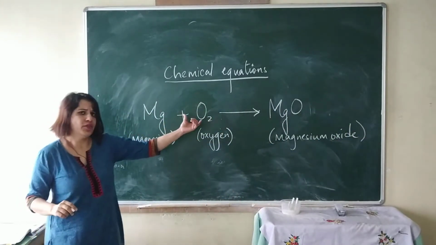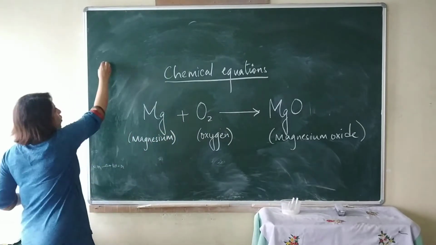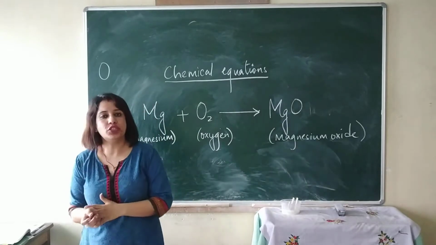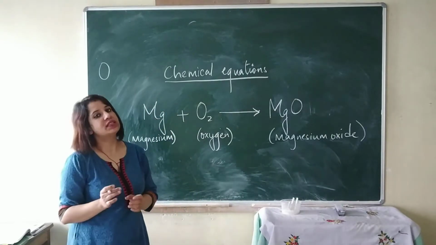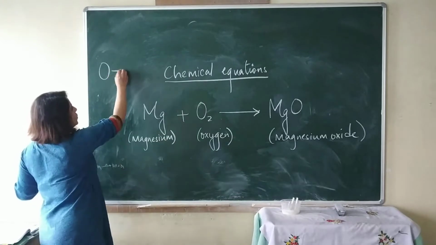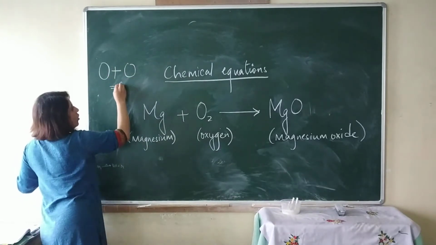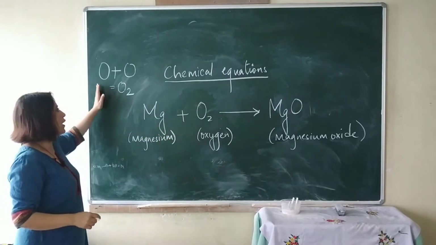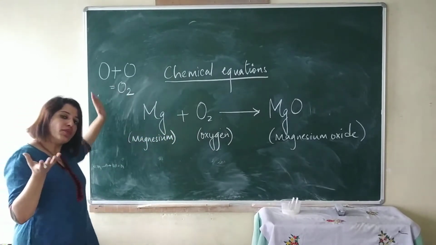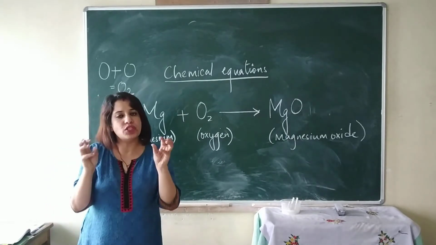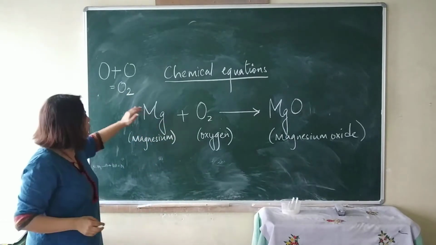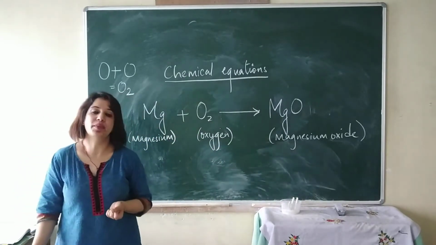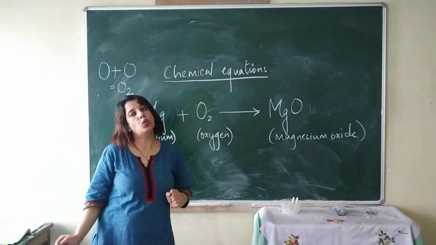Now, I think you all have studied that O is for oxygen, but here I have written O2. Oxygen is always found in the diatomic state. That means two atoms of oxygen always combine together and they form oxygen. So, we do not find oxygen in a single or monoatomic state. Two atoms of oxygen combine to form a molecule of oxygen, and we always find oxygen in the diatomic state. That is why we write O2.